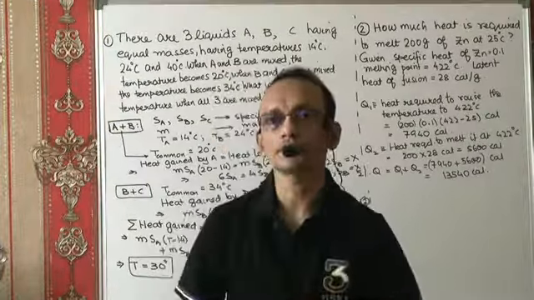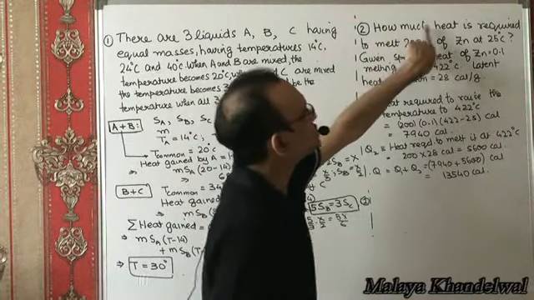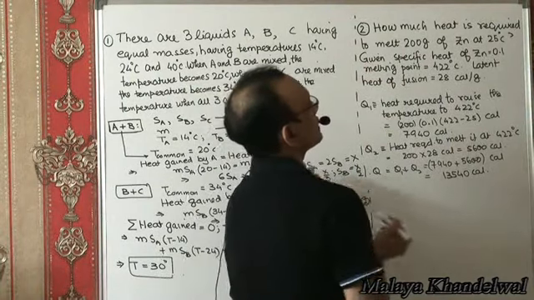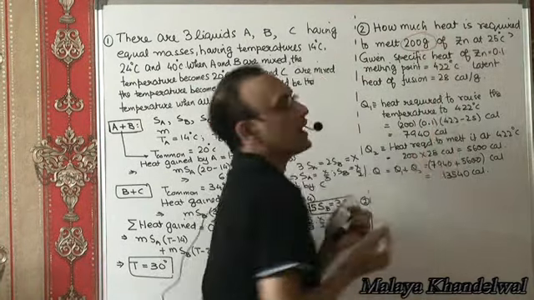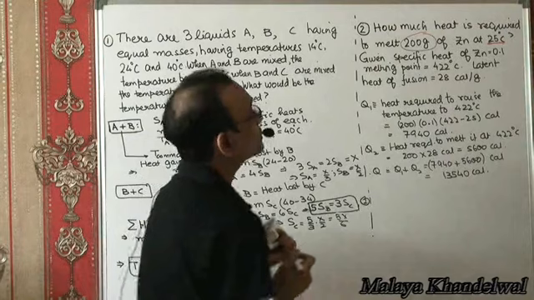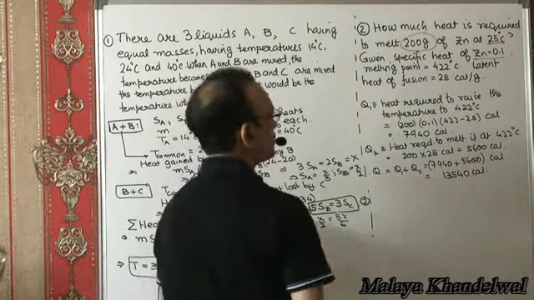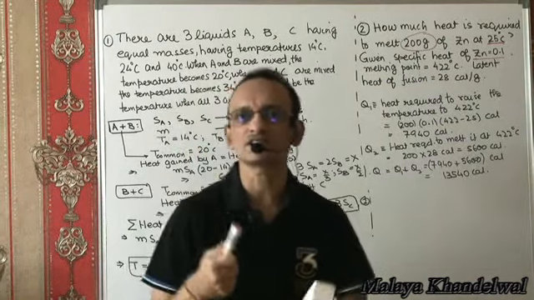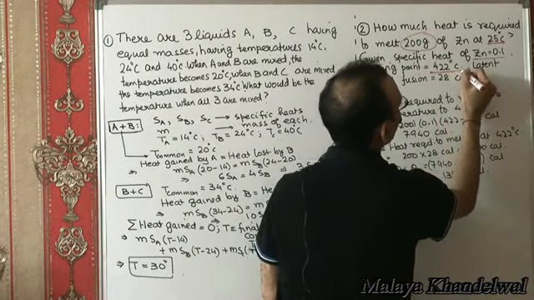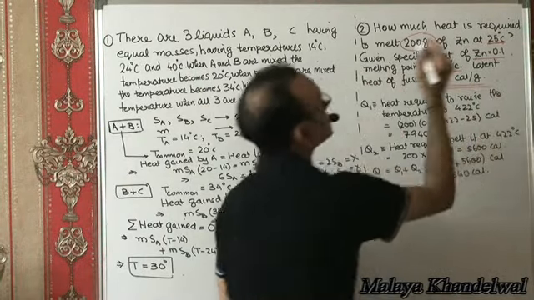Let's look at a few problems on calorimetry. Now, look at this problem. How much heat is required to melt 200 grams of zinc at 25 degrees centigrade, given the specific heat of zinc is 0.1 calories per gram per degree centigrade, and the melting point is 422 degrees centigrade. The latent heat of fusion of zinc is 28 calories per gram.